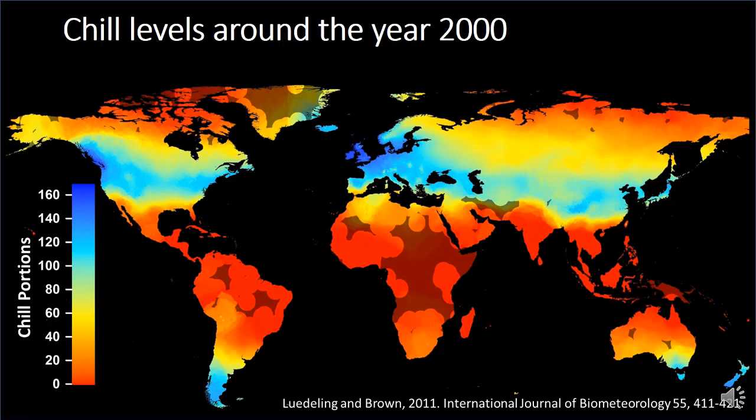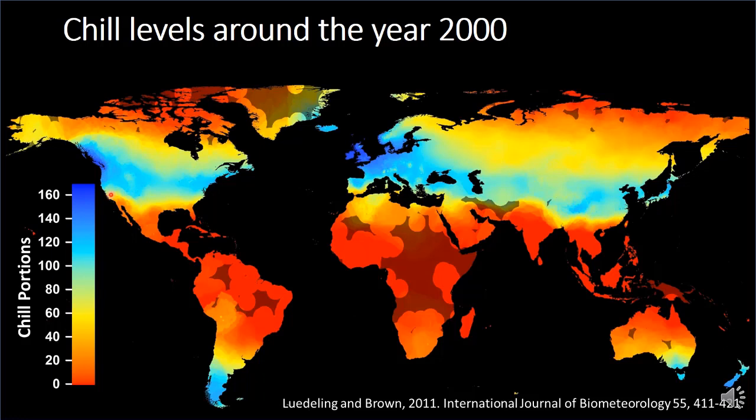This map here shows chill levels around the year 2000 across different geographies. And what you can see here is this blue band that stretches across basically the temperate zones of our planet. And once again, you see it here in the southern hemisphere, not so much in Africa, but all the way here in South America, you can see it again. And this is really the prime territory for many of the fruit trees that we're interested in.